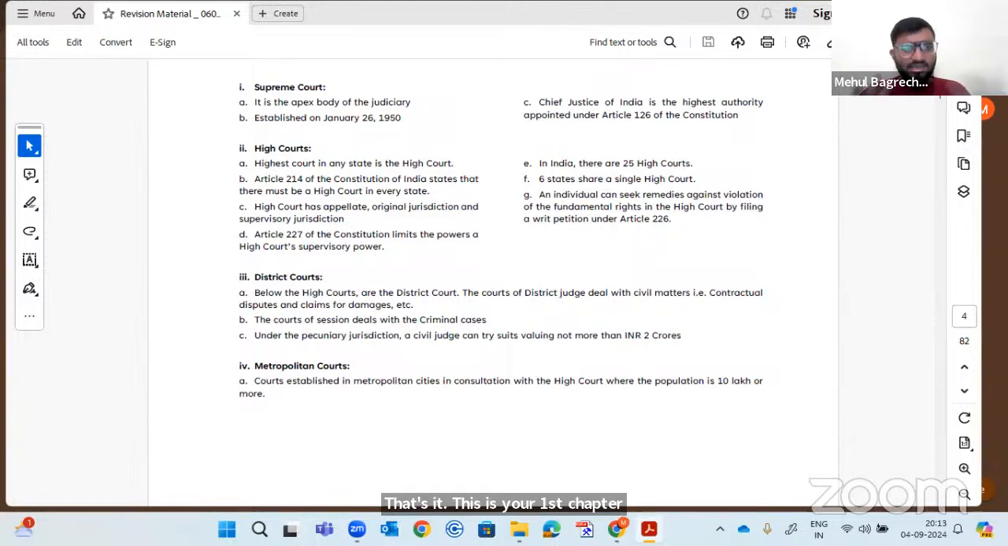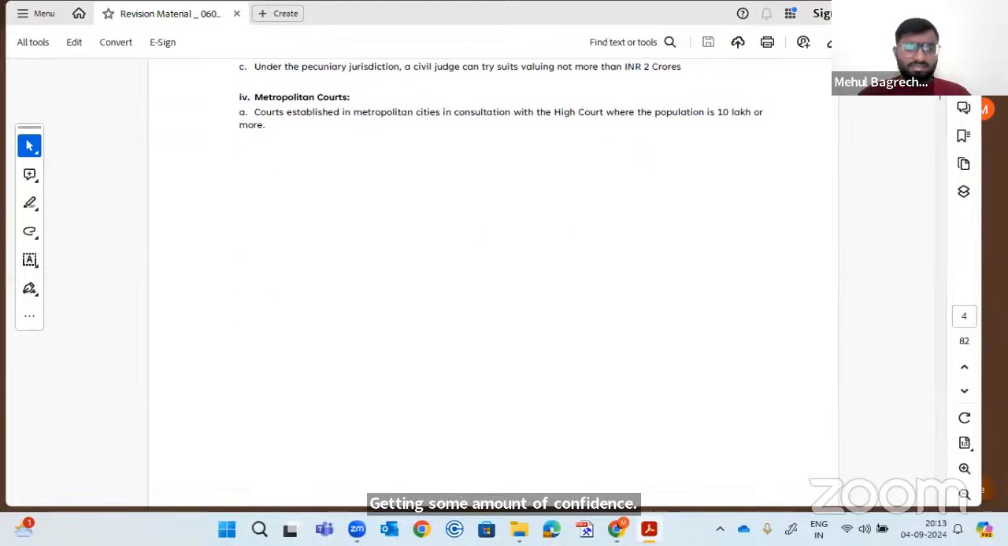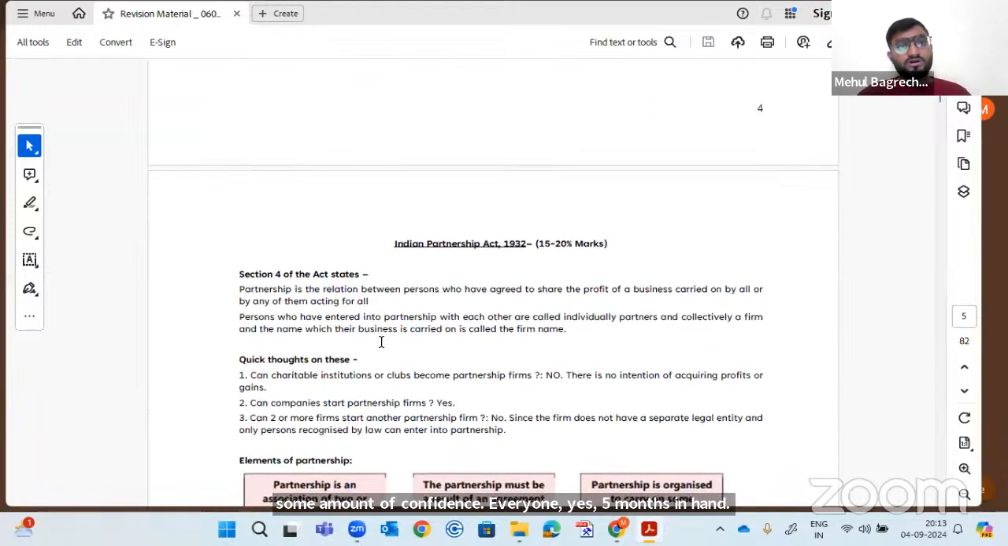Confident? Getting some amount of confidence, everyone? Yes? 5 marks in hand. Yes, sir. Next, we go to the second chapter, which is a pap of all topics. I am assuring everybody sitting here it is a pap of a topic. Indian Partnership Act. All right, everybody sitting here, I'm confident that we've done it really well during the session. You want to quickly see what all is covered in this chapter.